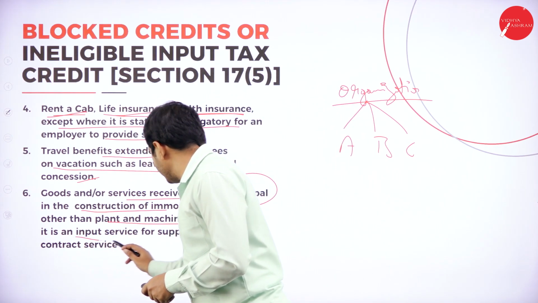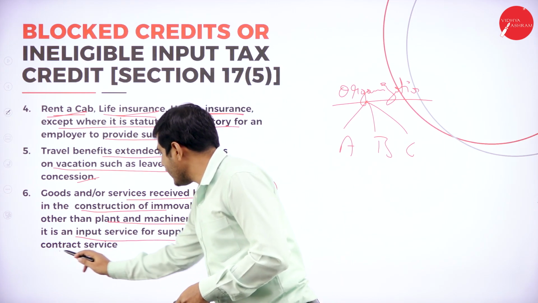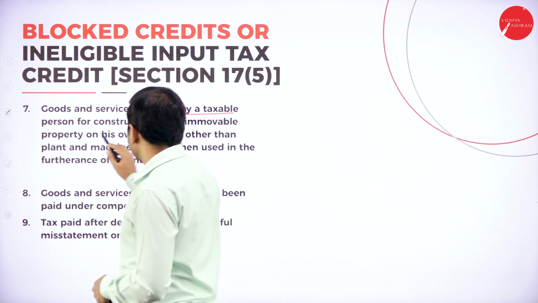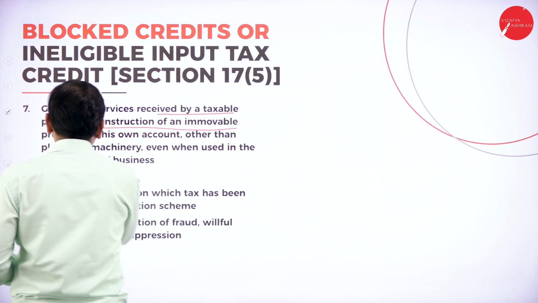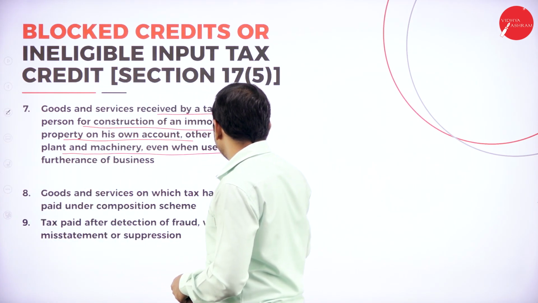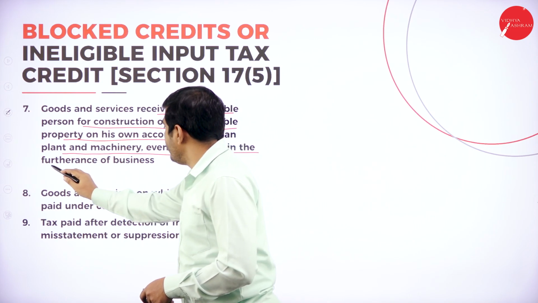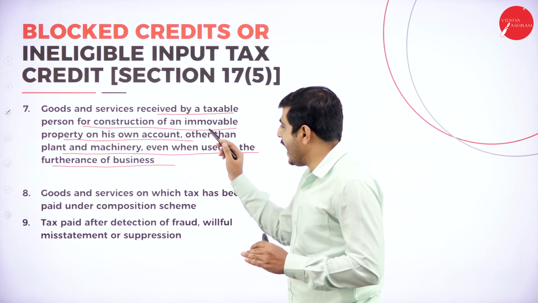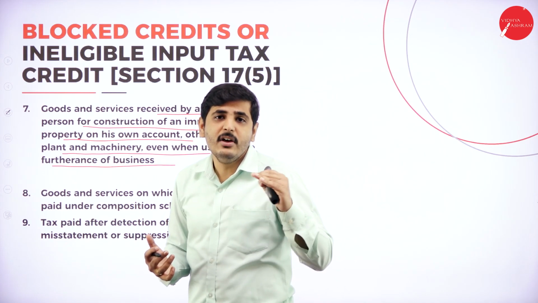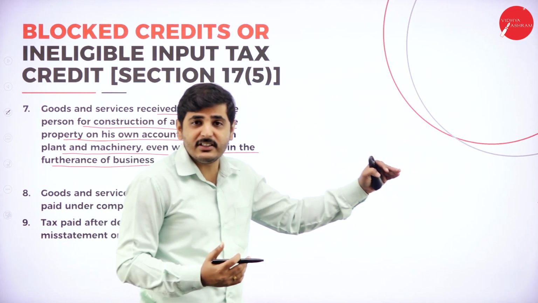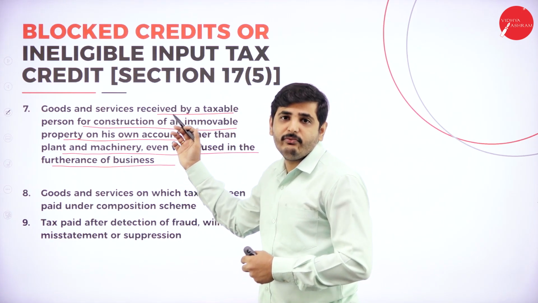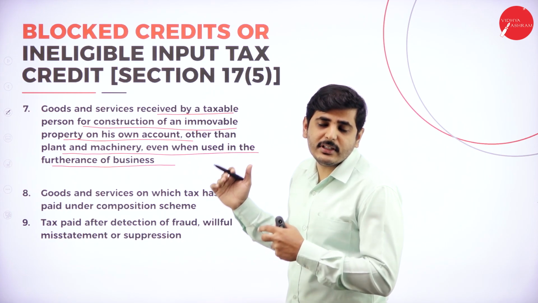So it is an input service for supply of works contract service. Next point, goods and services received by a taxable person for construction of an immovable property on his own account, other than plant and machinery, even when used in the furtherance of business. Apart from plant and machinery, if they use these inputs for the construction of a building or improvement of the business, even though it is used for business purposes, credit will not be given for those inputs.